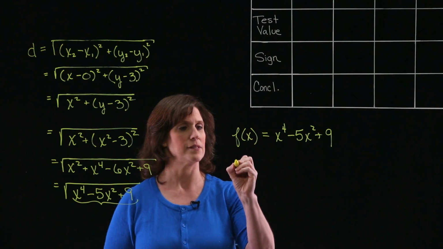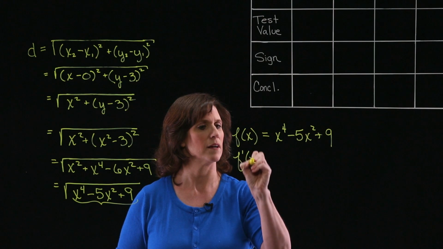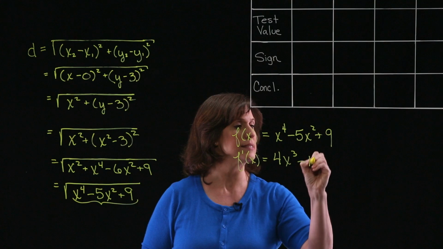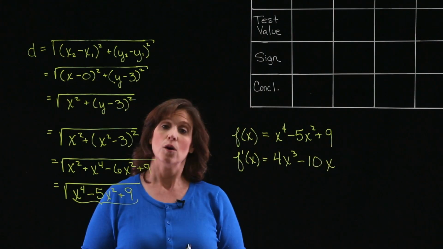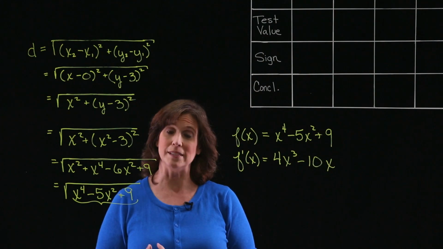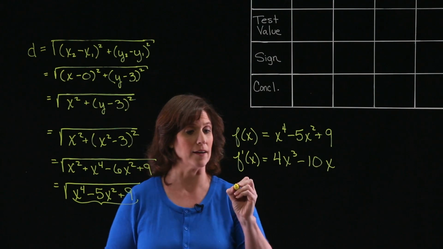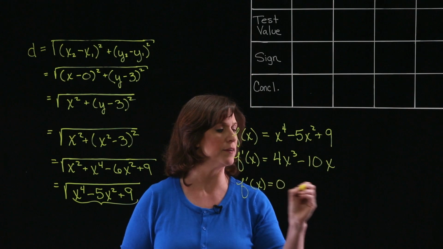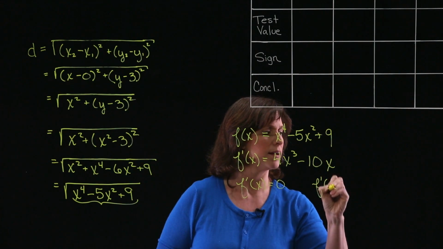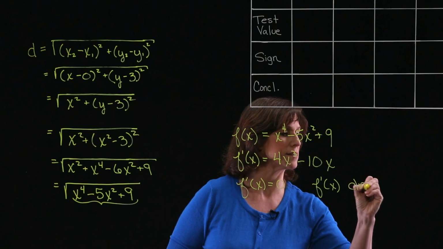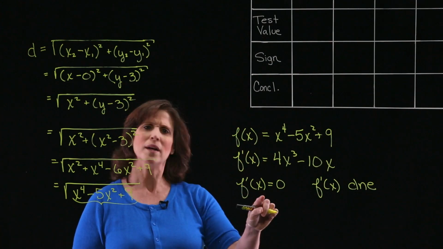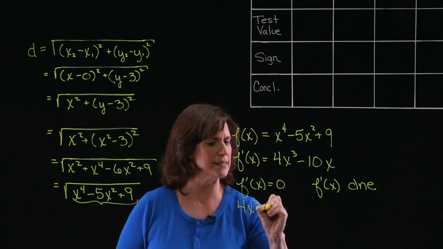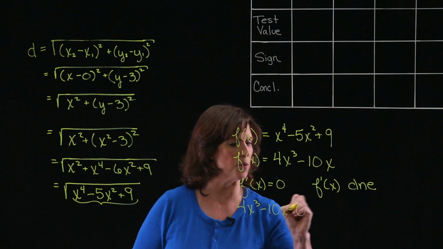Okay, so critical numbers. We need the derivative. The derivative will be 4x cubed minus 10x. We know critical numbers happen when the derivative is 0 or when it's not defined. So we have to ask ourselves those same two questions. When is the derivative 0? And when does that derivative not exist? Okay. So when does the derivative equal 0? Well, 4x cubed minus 10x equals 0.